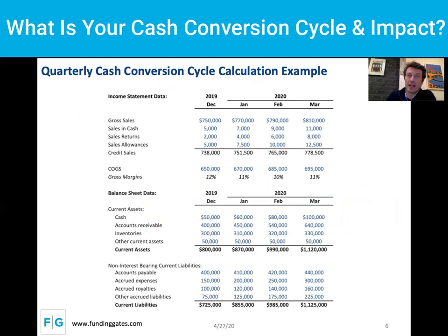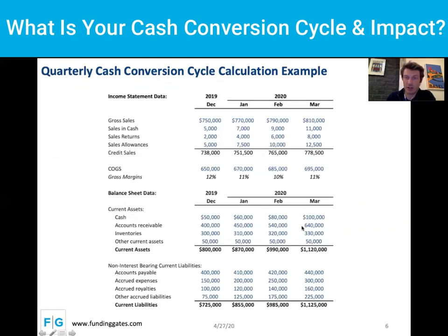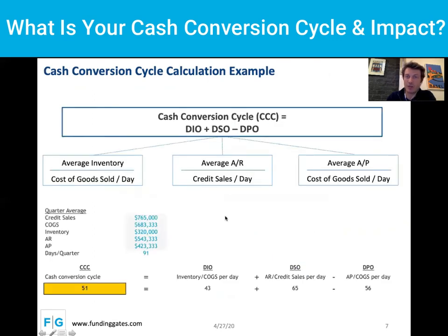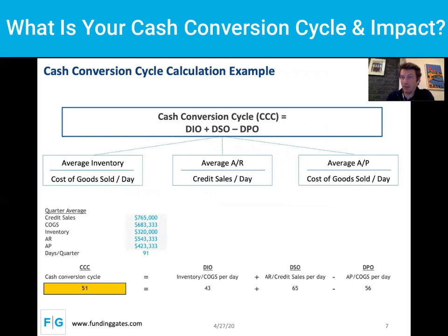Now, let's take a look at a quarterly cash conversion cycle calculation example, right? So we have our income statement data, January, February, March, and we have our balance sheet data, January, February, March. So basically, to calculate our DSO, we take our average accounts receivables for the quarter, which are these numbers here, the average of those three numbers. And we're dividing it by the credit sales for that period, right? So basically taking the average credit sales over here for that period, and then dividing it by the number of days in that period, which is 91 days, okay? So basically that's our DSO. It turns out to be 65 days, okay?